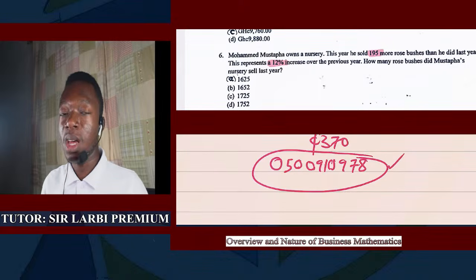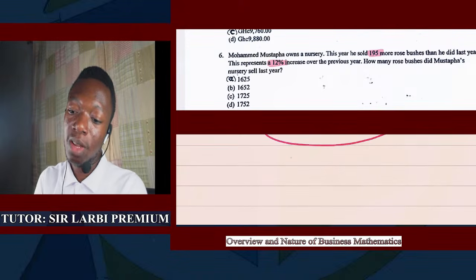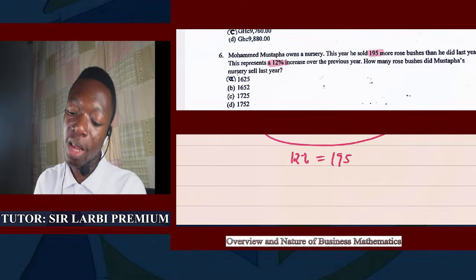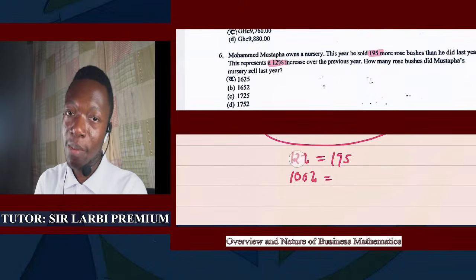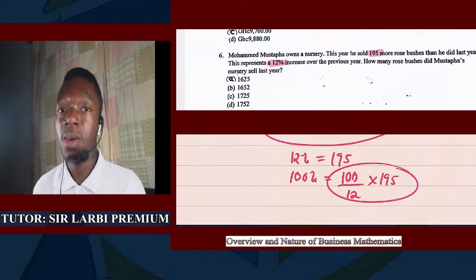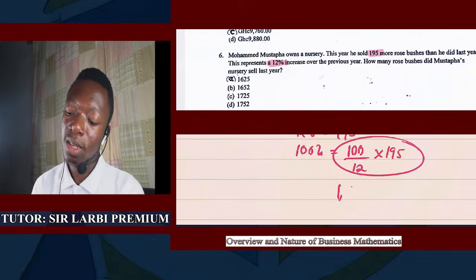So it is more or less a divide approach. So if 12% is equal to 195, what would be 100%? It is more, right? So let's divide by 12 to get less. So it becomes 100, the percent will cancel, divide by 12, multiplying 195. So with the help of your calculator, when you key it, you're supposed to get 1625, I guess.